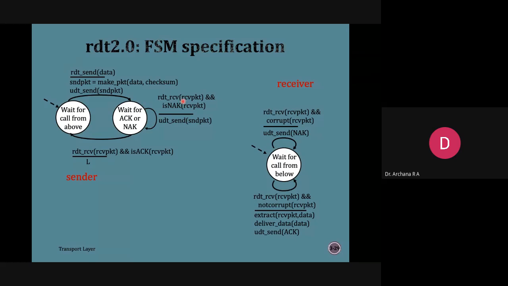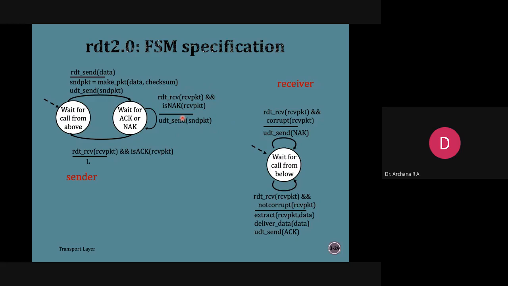At the sender side, suppose it receives the negative acknowledgement. RDT receive packet, and it is a negative acknowledgement. So it is going to receive the packet from the receiver. So what you have to do is resend the packet again. If this event occurs, this is the action that has to take place.